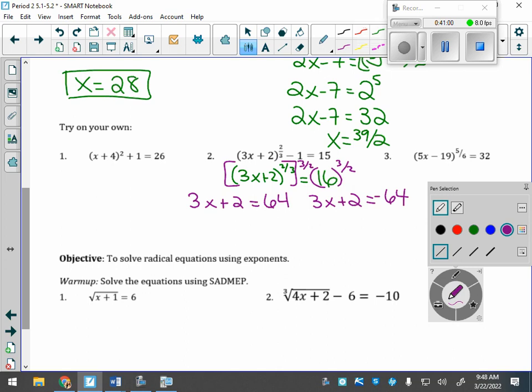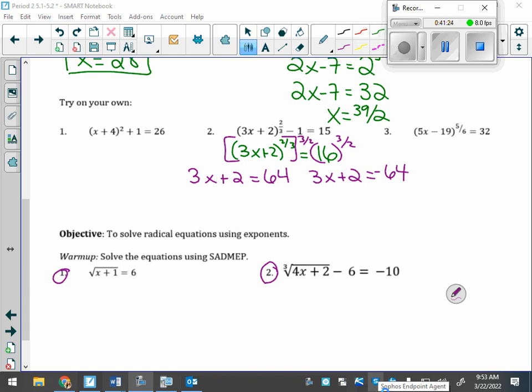Because we take the square root first. So the square root of 16 is 4 and negative 4. Then you have to cube both of those. Okay? So what I want you to do right now is complete the rest of number 2 and 1 and 3. If you finish with 1 and 3, then try 1 and 2 below. Okay?